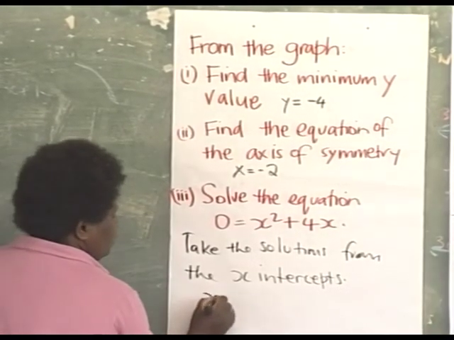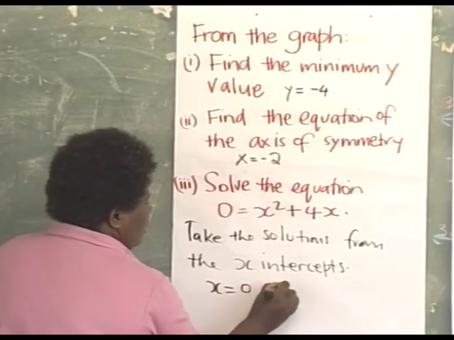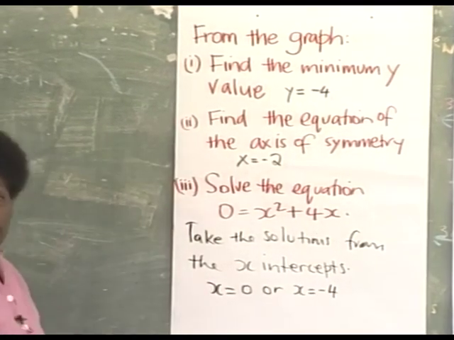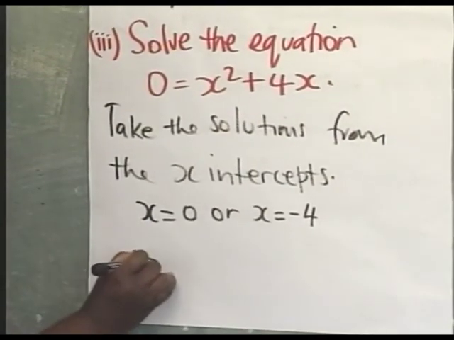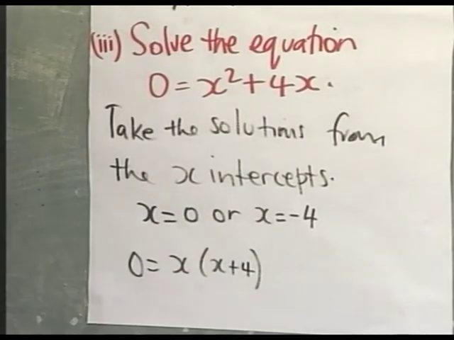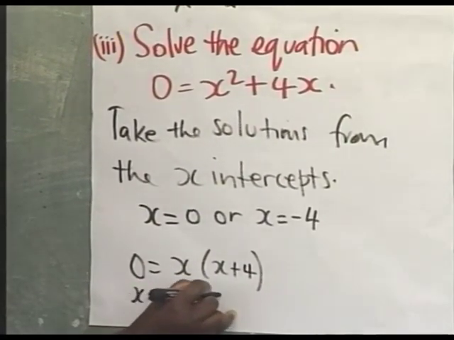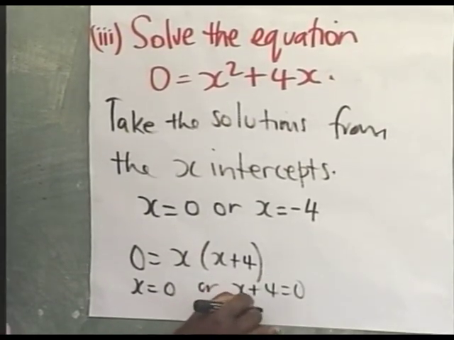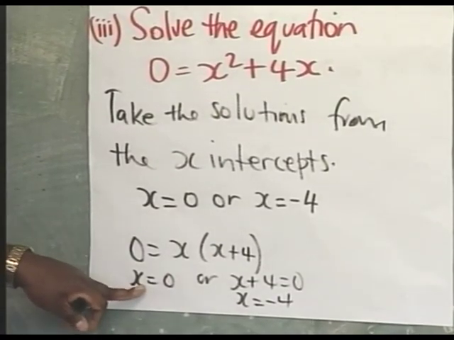So because you are solving, you will have to say x equals 0 or x equals negative 4. You will note if I want to factorize that, I get x times x plus 4, and that's the same as x equals 0 or x plus 4 equals 0. X here will be equal to negative 4 and x will be equal to 0.